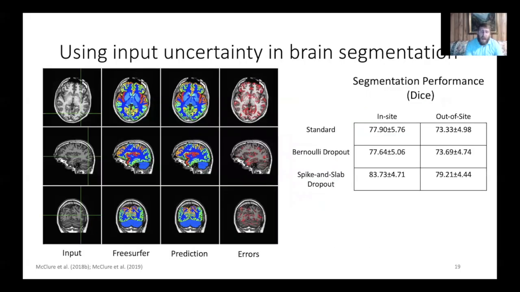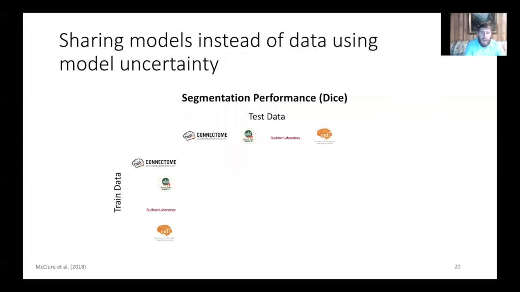However, if we go back and look at our performance on insight and outsight, we can see that there is a large drop between insight performance and outsight performance. This is concerning if your goal is to build models that generalize to data from multiple different sites and multiple different data sets.